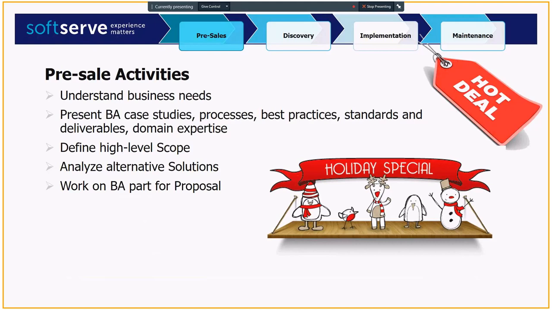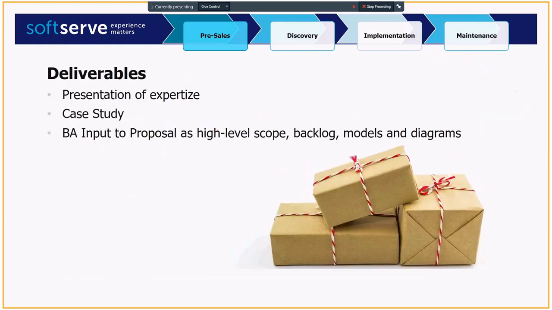That's the first step, where we get in contact with the customer, because then we can understand the underlying problem that the customer has and try to convince them that going with us is the right decision. From this stage, we have several deliverables that we can give to the customer. First, the presentation of expertise, where we flex our muscles and show that we are the best choice for them and can solve all of the problems. Then a case study, where we find similar cases that we've had with different customers and present the approach that we took. And then the raw BA input to proposals. After the conversation with the customer during the pre-sales phase, we can define a high-level scope, somewhat of a backlog, and different diagrams, models, whatever the customer needs.